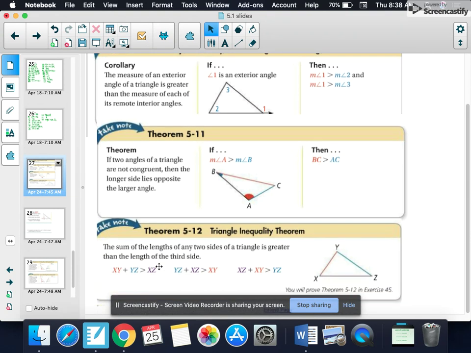The next one is, if two angles of a triangle are not congruent, then the longer side lies opposite the larger angle. So if angle A is greater than angle B, then side BC would have to be greater than side AC. And the last theorem in this section is the triangle inequality theorem, and that says that the sum of any two sides of a triangle is greater than the length of the third side. So in the example here, XY plus YZ would have to be greater than XZ. So those are the conditions to have a triangle.